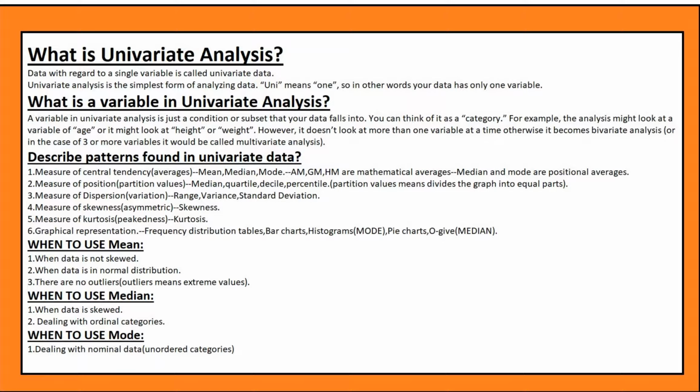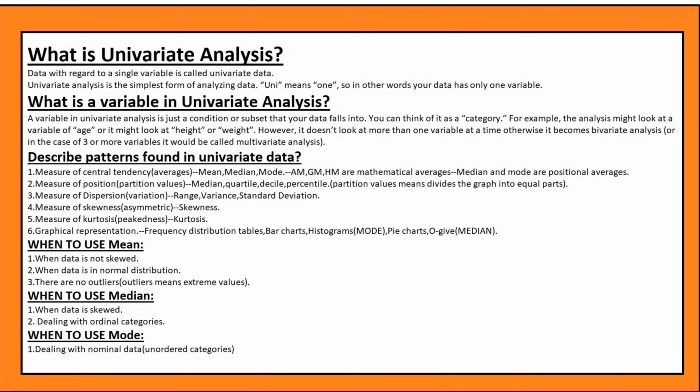So what is univariate analysis? Data with regard to a single variable is called univariate data. Univariate data analysis is the most simple form of analyzing data. Uni means one, so in other words your data is only one variable.